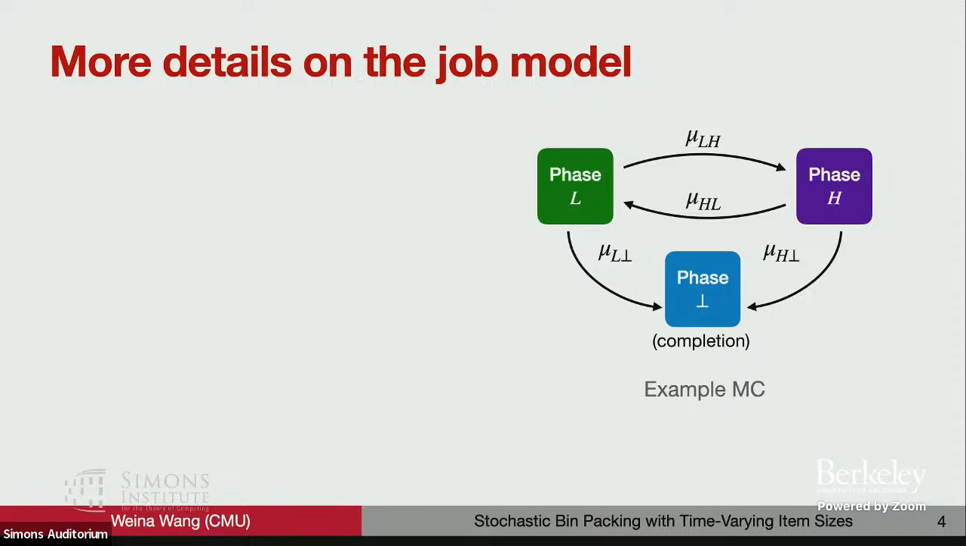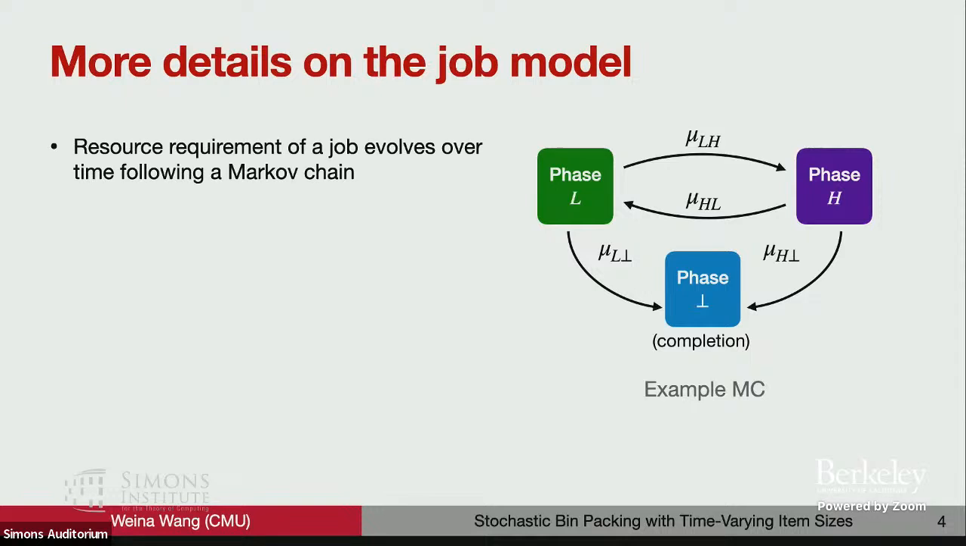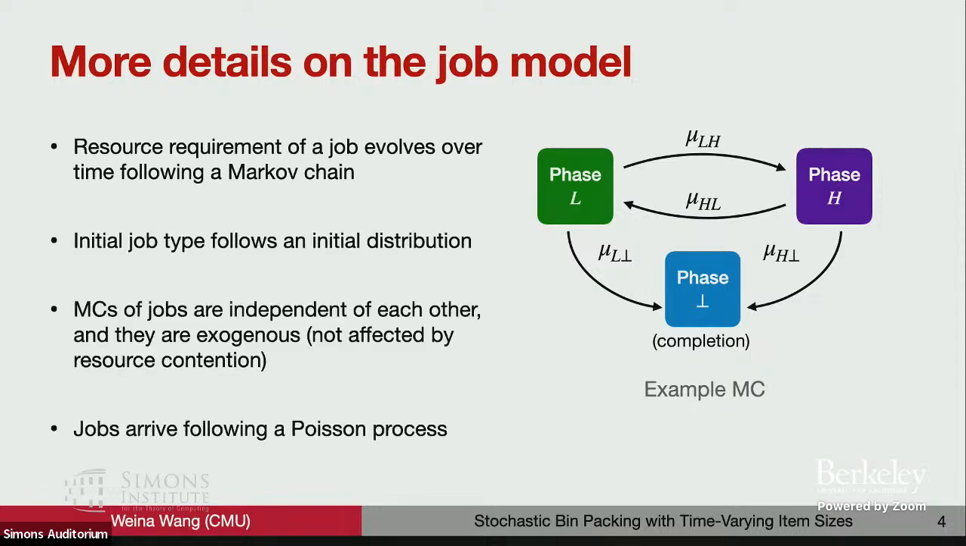If the job requires more resources such that you're violating the constraint, that does not change how it evolves in this Markov chain. That's what I'm trying to justify here. I'm assuming it's not affected by that, which maybe we can debate.